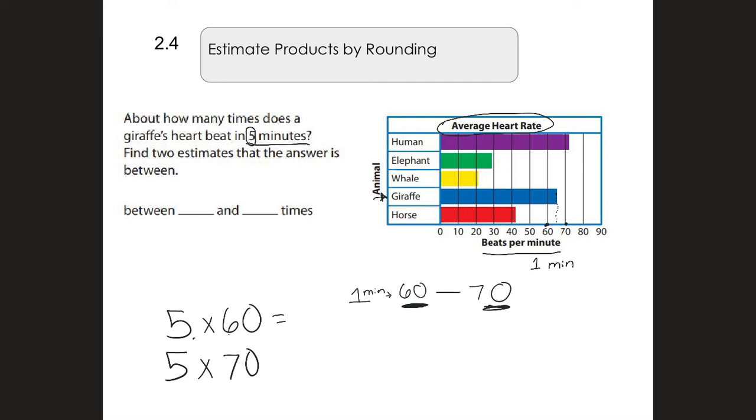5 times 60, I know 5 times 6 is 30, and then I have to add another 0. I have 300. Then 5 times 7 is 35, and I have to add a 0, and I have 350. So in 5 minutes, a giraffe's heart beats between 300 and 350 times. But if you think that's a lot, look at a human's heart rate.